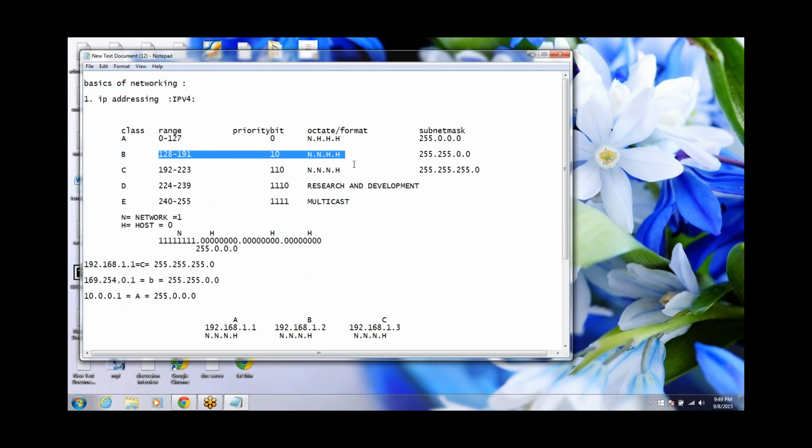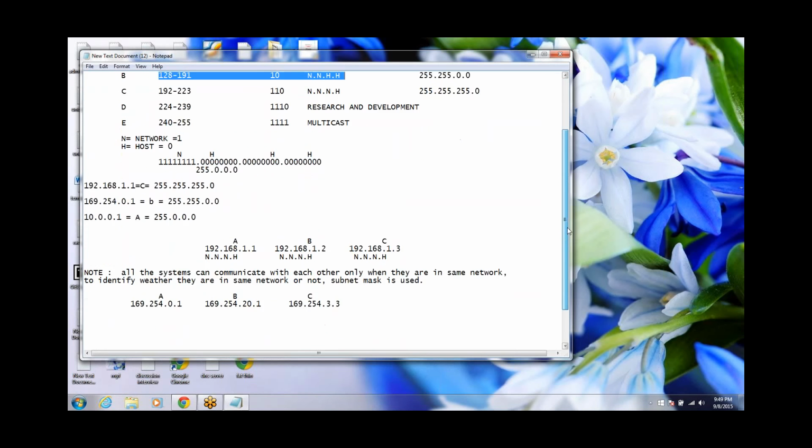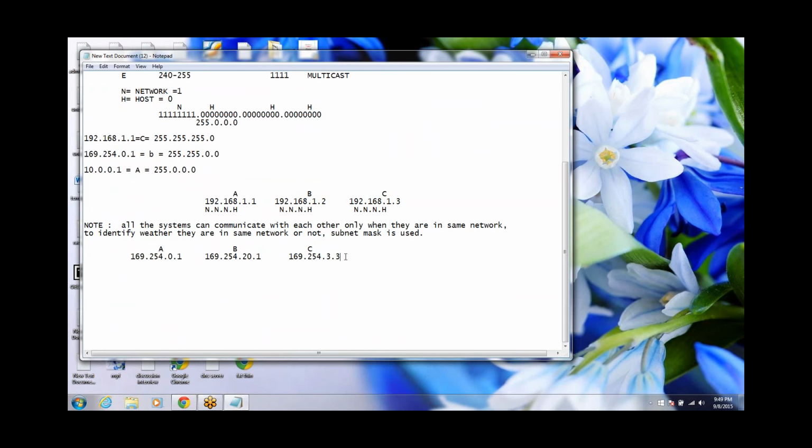What is the octet format? For class B, it is n.n.h.h. Now see, we have only two network octets. In class C, we have three network octets, and all three have to be equal. But in a class B address, we have only two network octets, meaning only the first two network octets have to be verified.